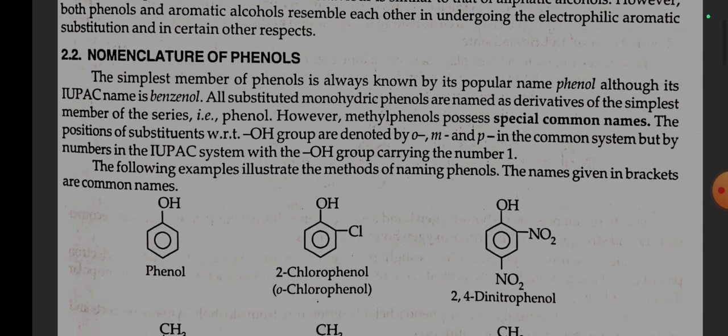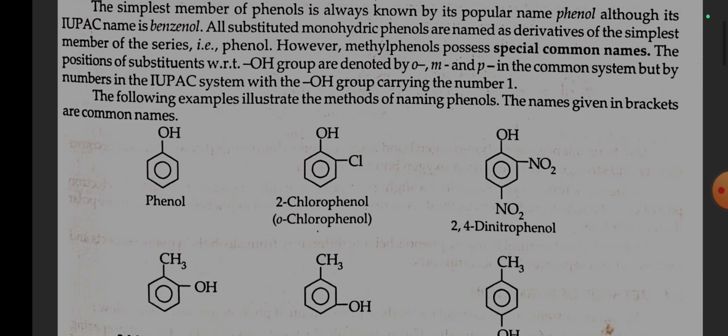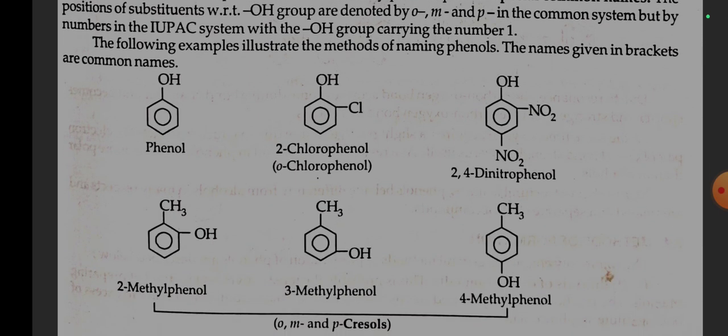2.2 Nomenclature of phenols. The simplest member of phenols is always known by its popular name phenol, although its IUPAC name is benzenol. All substituted monohydric phenols are named as derivatives of the simplest member of the series, that is phenol. However, methyl phenols possess special common names. The positions of substituents with respect to OH group are denoted by o, m and p in the common system, but by numbers in the IUPAC system, with the OH group carrying the number 1. The following examples illustrate the methods of naming phenols.